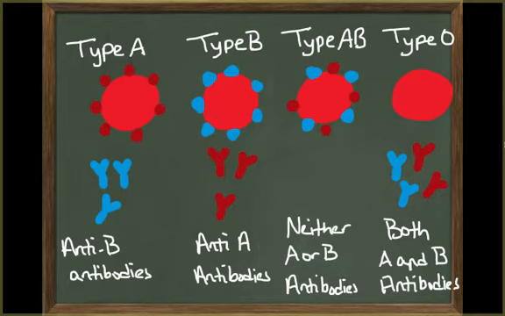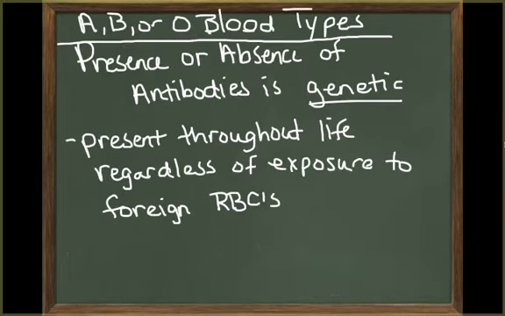If you have type B blood, your plasma contains anti-A antibodies. For a person with type O, their plasma contains both anti-A and anti-B antibodies. And for a person with type AB, their plasma contains neither anti-A nor anti-B antibodies. The presence of these antibodies is genetically determined, and they are present throughout life, regardless of whether the individual has ever been exposed to foreign red blood cells or not.